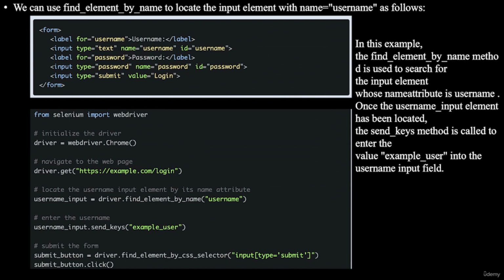So as mentioned, this example essentially finds the element by name, and then once the username input element has been located, the send keys method is called to enter the value example user, just as I mentioned.